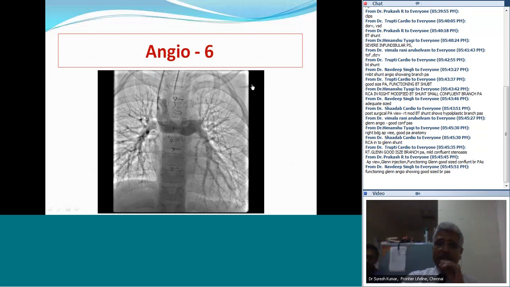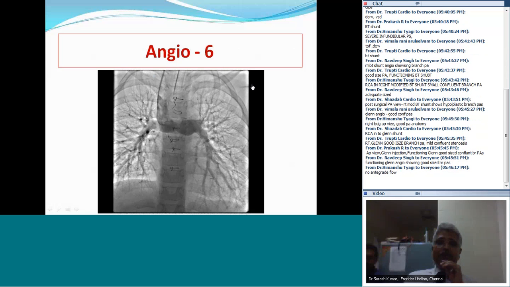Basically, what you see is a right SVC injection, opacification of confluent, good sized pulmonary arteries through a right BDG.